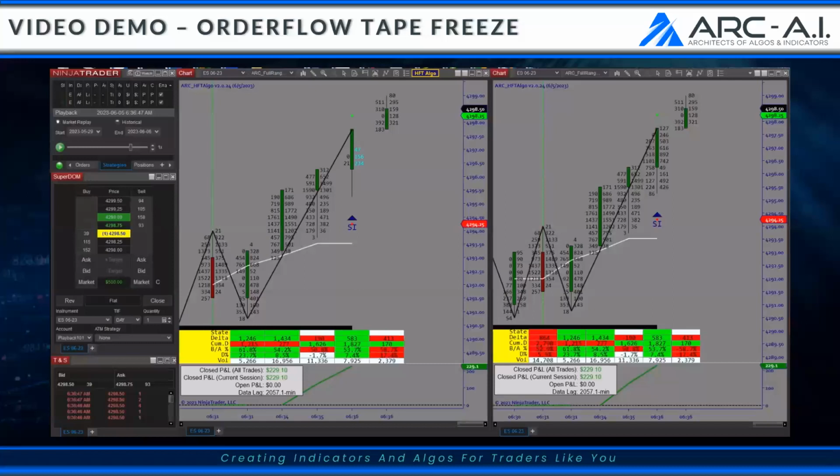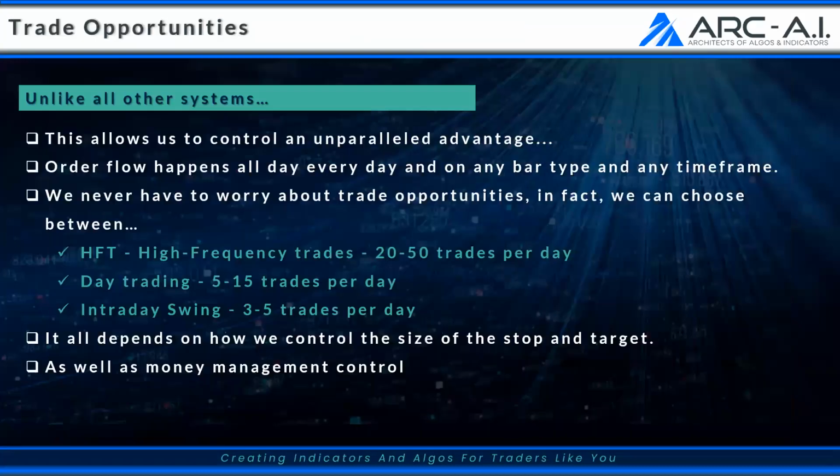Very cool. Good stuff, ain't it? It's incredibly interesting. So as we saw, this gives us an advantage. Order flow happens every day, every bar type, every time frame. There's several different directions you could go as a trader with this. You could trade high frequency, meaning 20 to 50 trades a day. You can do day trading. You can do swing trading intraday. It just depends on what you want it to do.